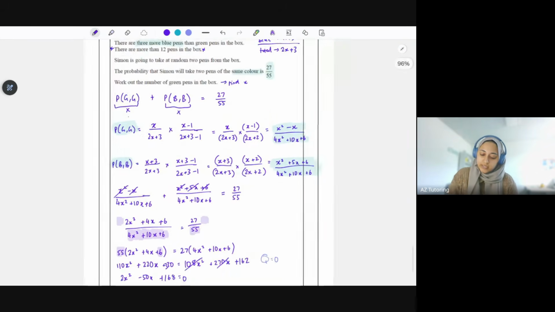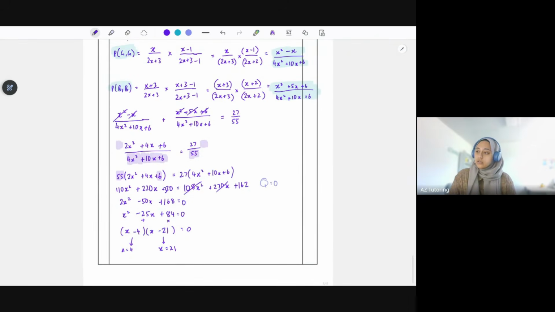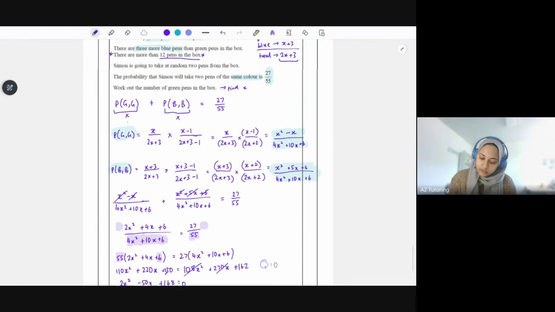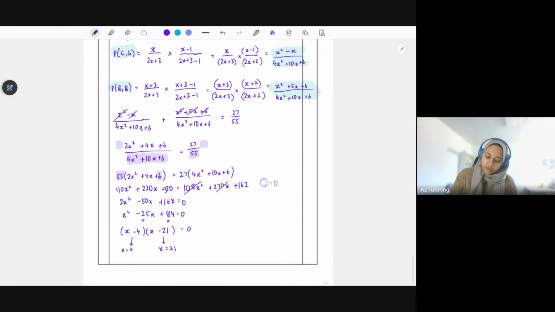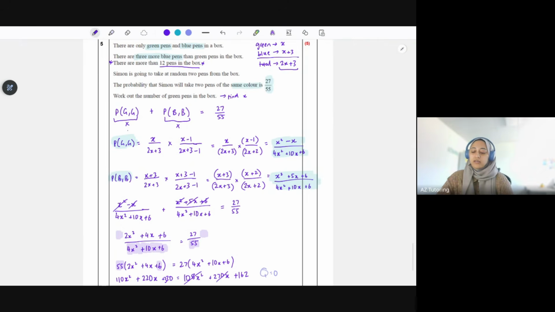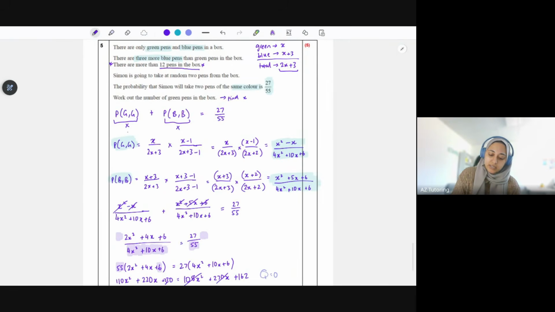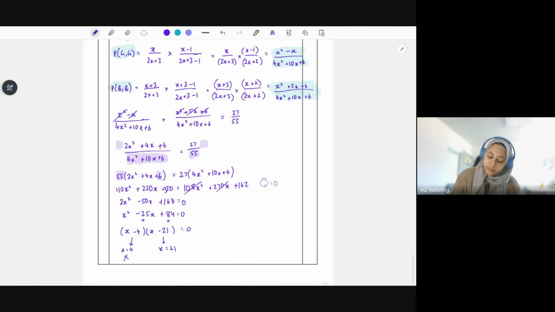Now, in the question, it says there are more than 12 pens in the box. So the total, 2x plus 3, has to be more than 12. So therefore, we're going to take the bigger number, because if I plug x equals 4 in, 4 times 2 is 8. 8 add 3 is 11. So therefore, x cannot be 4 because of that statement they've said here. There has to be more than 12 pens in the box. So therefore, x equals 21. So that's the reason why they told us that statement.